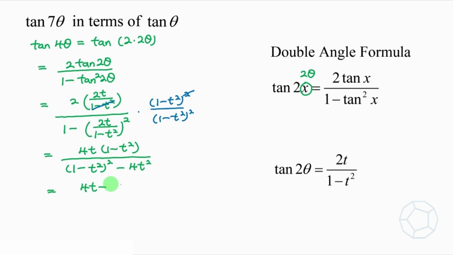Expand and simplify. This is 4t minus 4t cubed over 1 minus 2t squared minus 4t squared is minus 6t squared plus t to the power of 4.